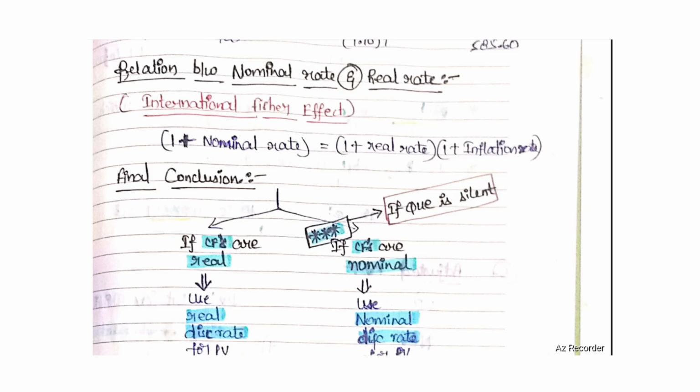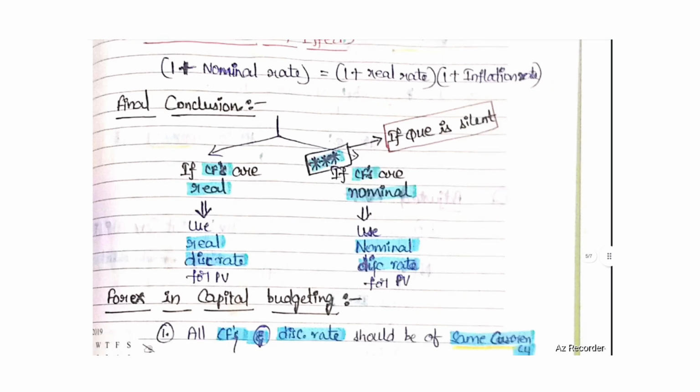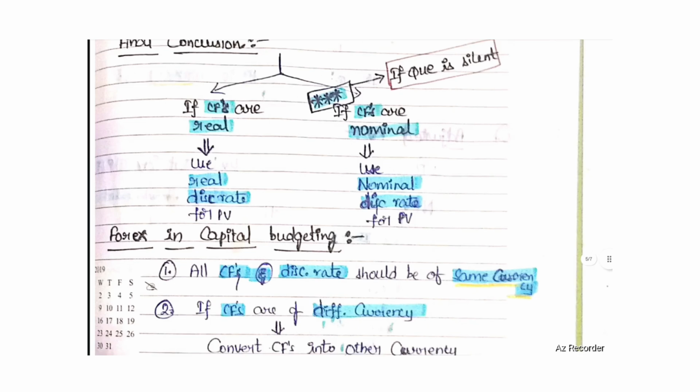A relation between nominal rate and real rate. As per the International Fisher effect, 1 plus nominal rate equals 1 plus real rate into 1 plus inflation rate. Final conclusion is, if cash flows are real, use real discounting rate for calculating present value. If cash flows are nominal, use nominal discounting rate for calculating the present value. If the question is silent, assume cash flows are nominal and use nominal discounting rate for calculating present value.